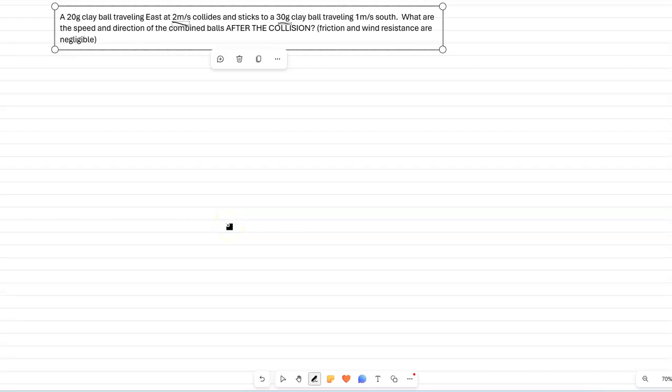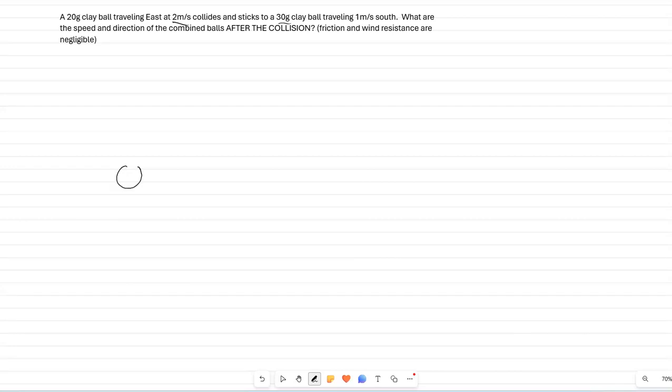Okay, so if you look at the sample problem and you read that to yourself, you'll see we have a 20-gram clay ball traveling to the east at 2 meters per second. So I will draw that one first. Let me put it right here in the middle, give myself a lot of space. That's a 20-gram clay ball, and it is traveling to the east, this direction, at 2 meters per second.